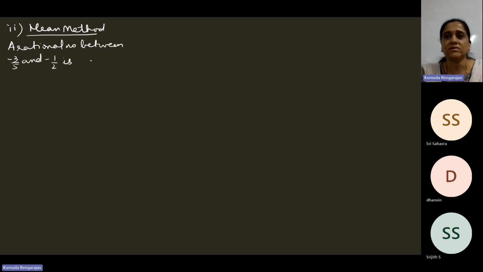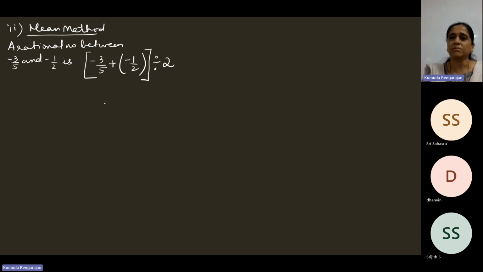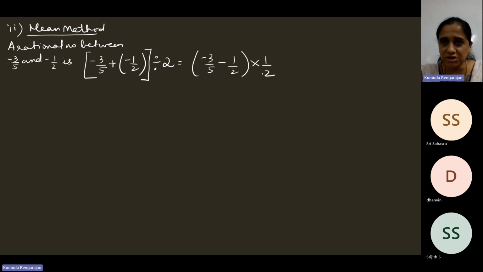okay, add the two numbers. So it will be minus 3 by 5 plus minus 1 by 2, and divide this by 2. Add these two numbers and divide the result by 2. So what is this equal to? Minus 3 by 5, plus into minus is minus, so minus 1 by 2 divided by 2 becomes into 1 by 2, because division converts to multiplication. The reciprocal of 2 is 1 by 2. Next step, take the LCM.